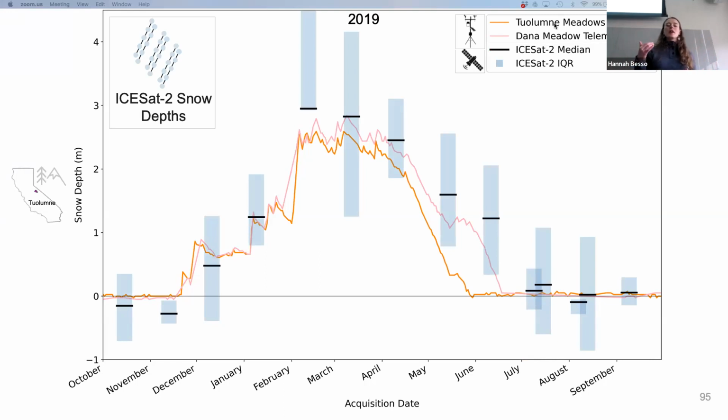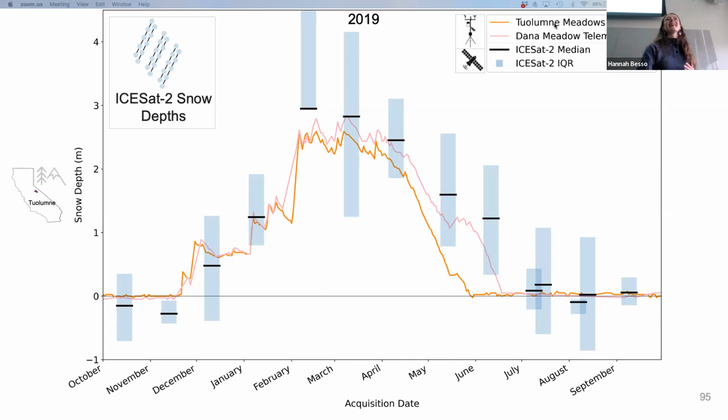So each date where ICESat-2 orbited over the watershed, we have a box plot here. The black line is the median snow depth as measured by ICESat-2, and the blue box is the interquartile range of snow depth. You can see that there's variability in the data, but that the median snow depth from one ICESat-2 acquisition date tends to trend with the snow depth as measured on the ground by the weather station plots.